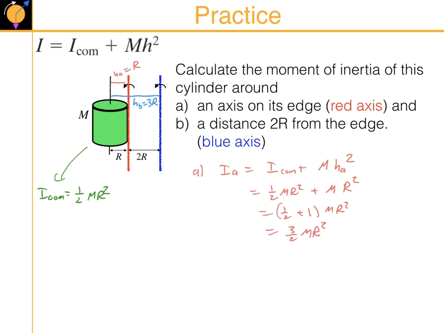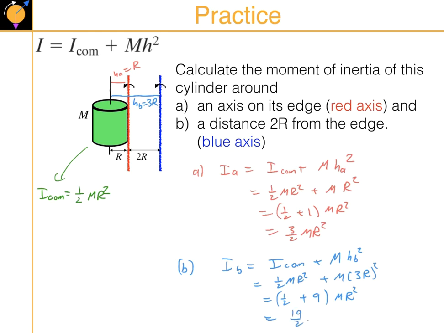And I could do the same thing for the second axis, right? That second axis is further away, so it's actually going to be harder to rotate it because the mass is all going to be much further away. So I_B is going to be I center of mass plus the mass times h_B squared. So once again, it's 1/2 mr squared, that's the center of mass, plus m, and the distance here is 3r squared. So I end up with 1/2 plus 9, I'm going to factor out that mr squared. And so when you add 1/2 plus 9, you end up with 19/2 mr squared. So that's the moment of inertia through that axis.